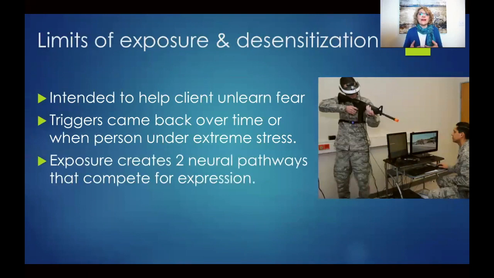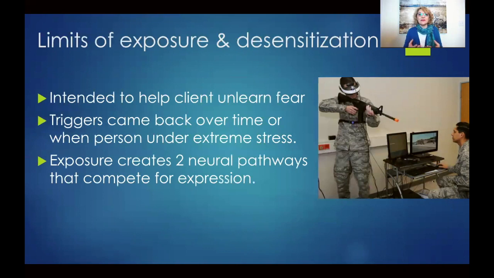What we found is that exposure just creates two memories in the brain. It's like, let's take combat veterans, for example. What they did at the VA is they would expose a combat veteran to sounds of explosions, people screaming, helicopters, anything that kept triggering those old combat memories.